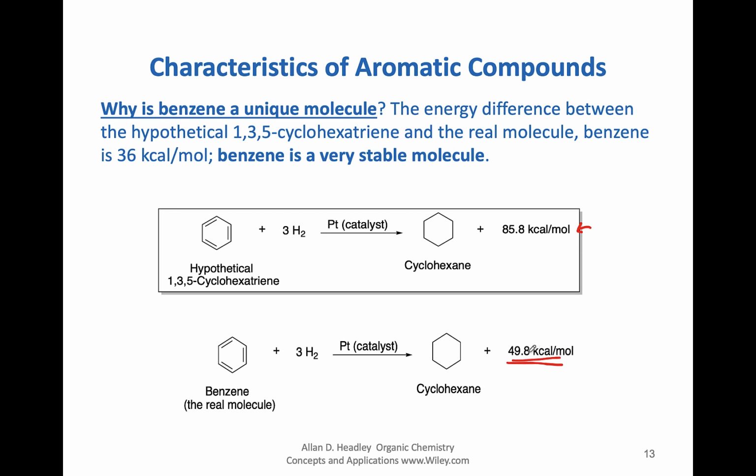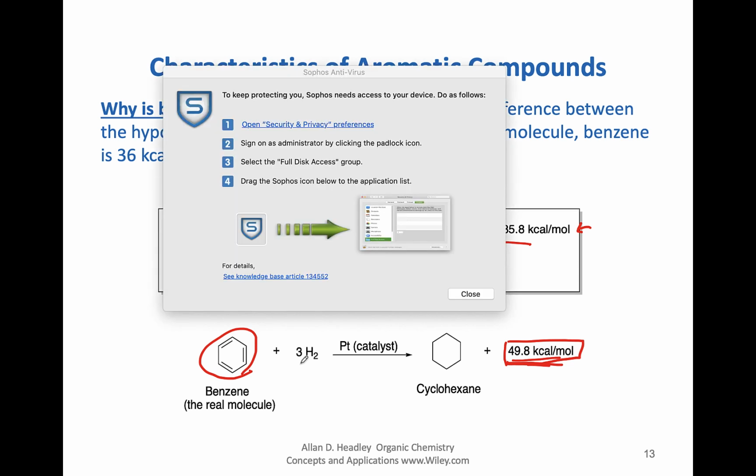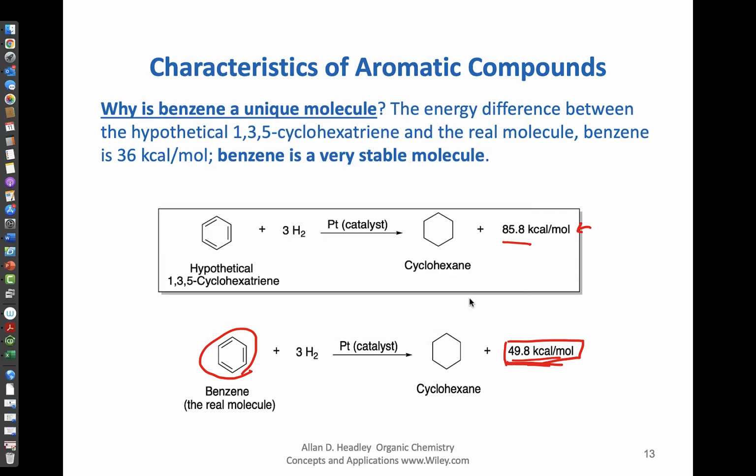Of course, the amount of heat that's liberated gives an idea of the stability, because it's an exothermic reaction, and here it liberates far less than expected. This molecule, benzene, is very stable. Let's close this. Let us look at this concept in terms of the energy profile.